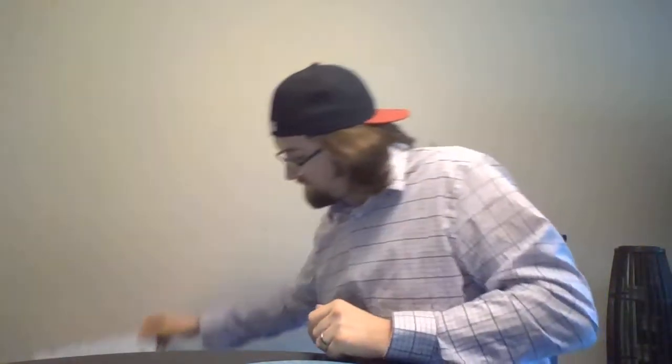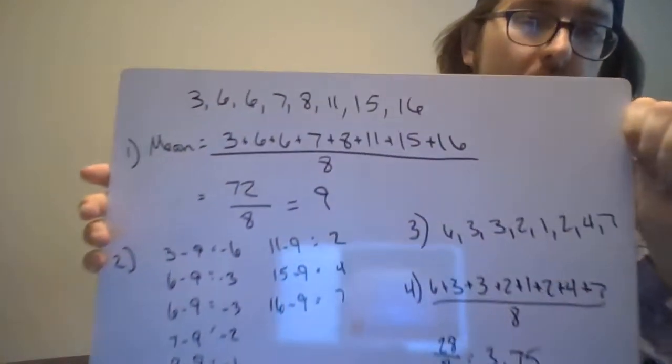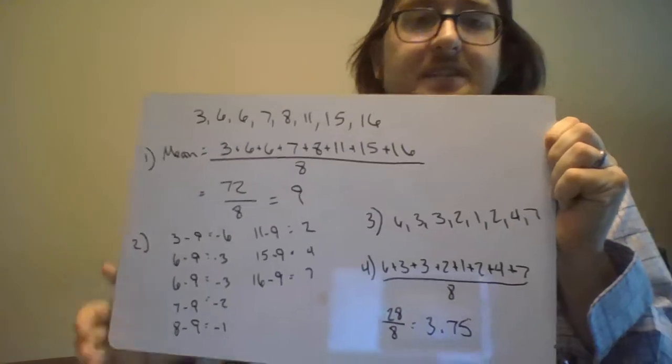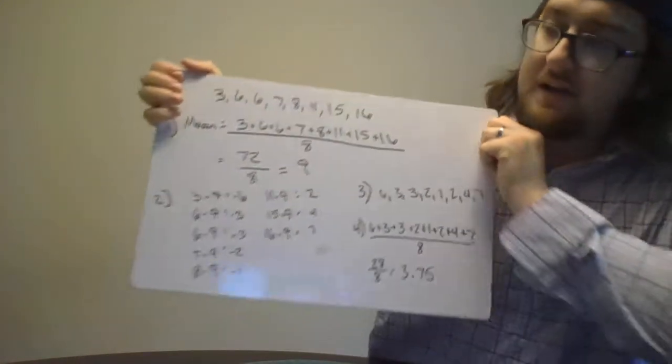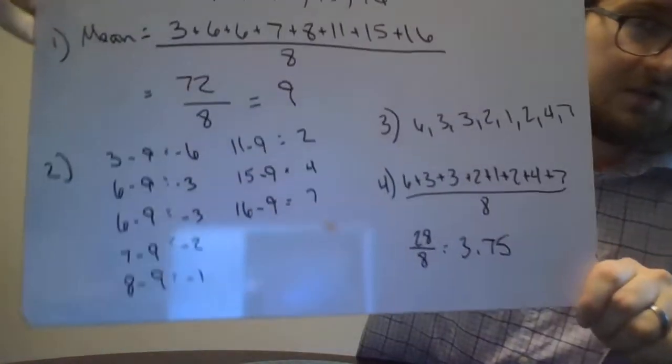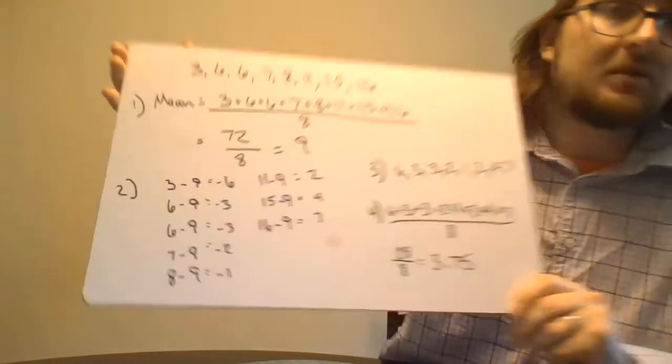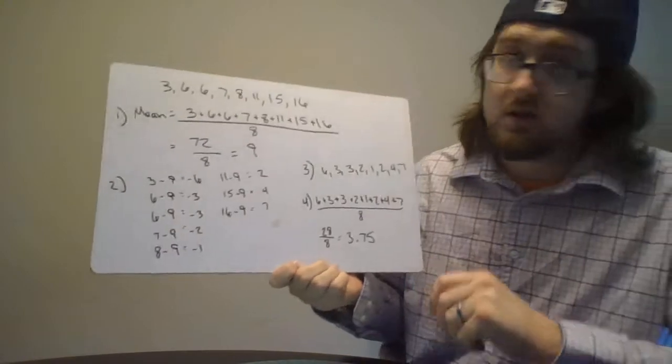So I made an example where we have this data set: 3, 6, 6, 7, 8, 11, 15, and 16. And I numbered it. So this would be a good spot right here to pause your video. Okay, I assume you did that.